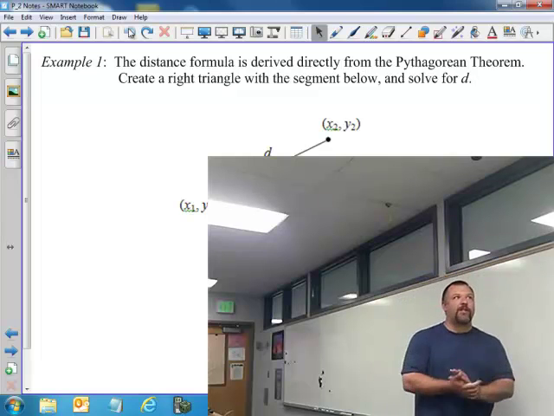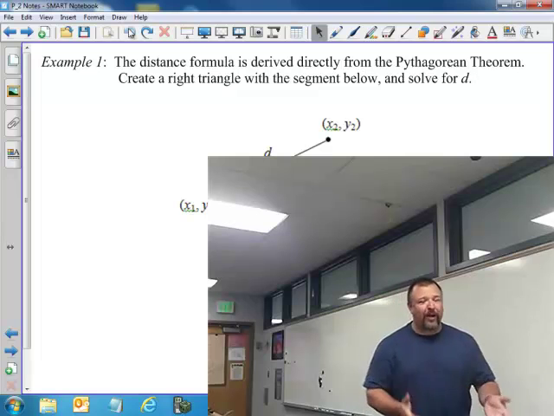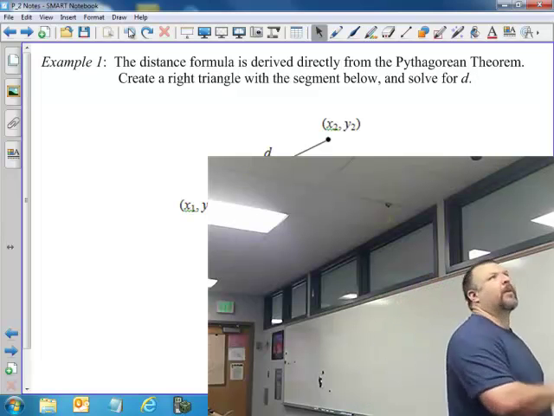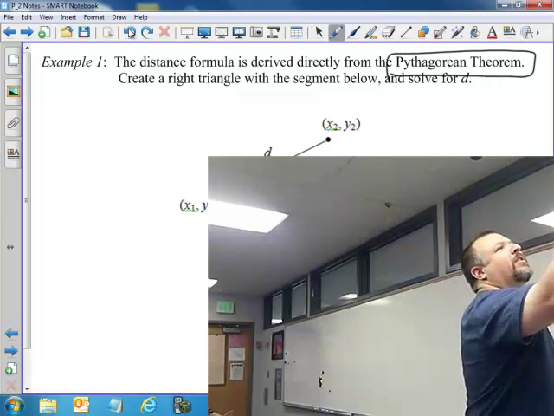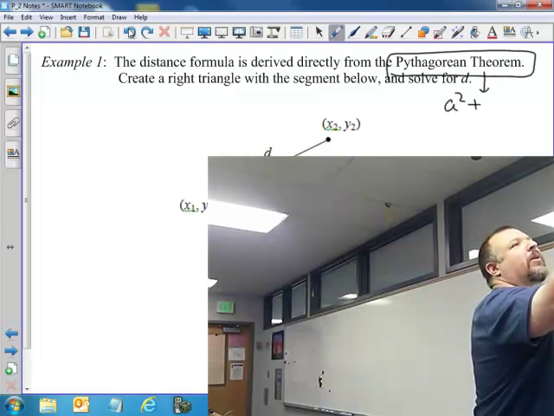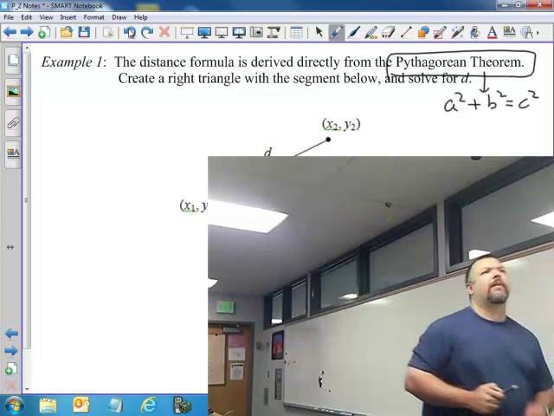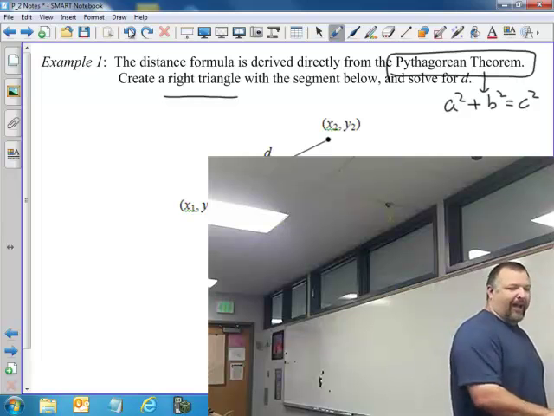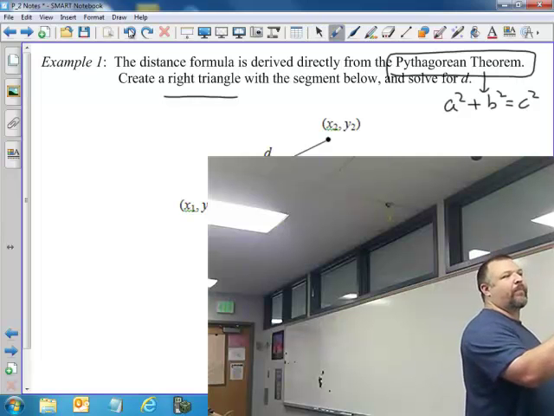Okay, distance formula. Example 1 says the distance formula is derived directly from the Pythagorean theorem. What's the Pythagorean theorem? a squared plus b squared equals c squared. Okay, so let's take care of that first. And in order to do a squared plus b squared equals c squared, what do I need? That only works on a right triangle. So I need a right triangle out of this line here. So I'm going to make one.